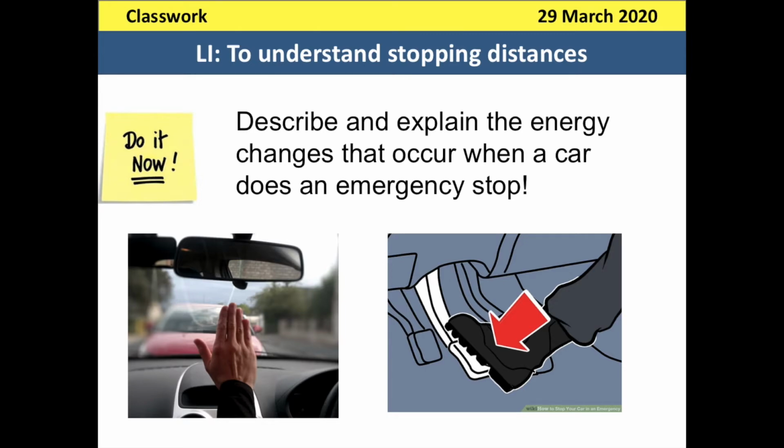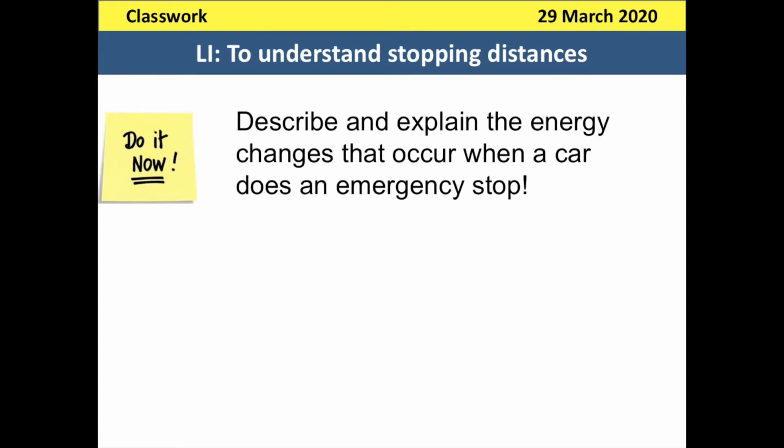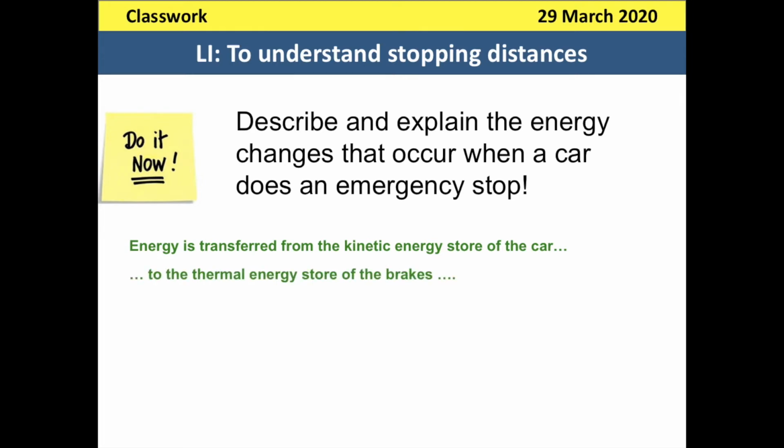So the task was to describe and explain the energy changes that occur when a car does an emergency stop. Now, whilst the car is moving, the energy is in a kinetic energy store. So we get 1 mark for saying that the energy is transferred from the kinetic energy store of the car. And then the second mark is for saying that it goes to the thermal energy store of the brakes.